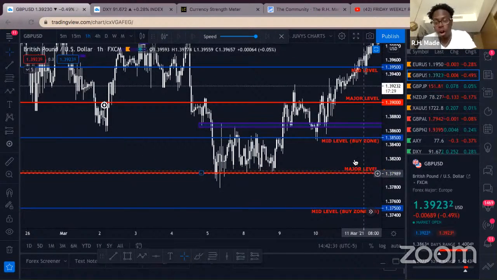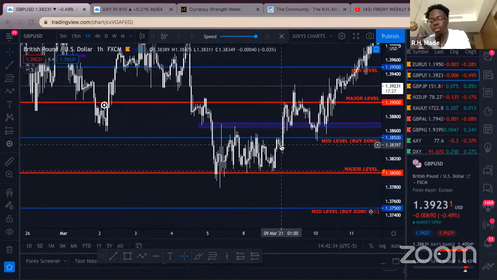If you're a seller, obviously you're selling the top of this resistance. So obviously seller lost, take that L. Sorry, buyer gotta do what they gotta do.